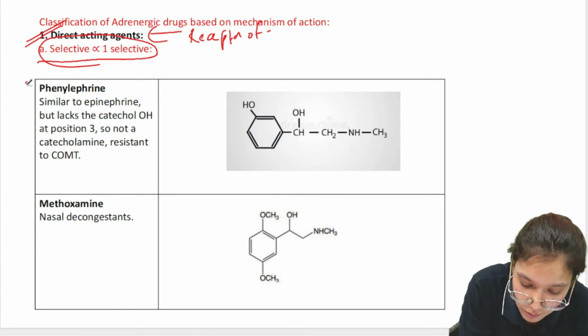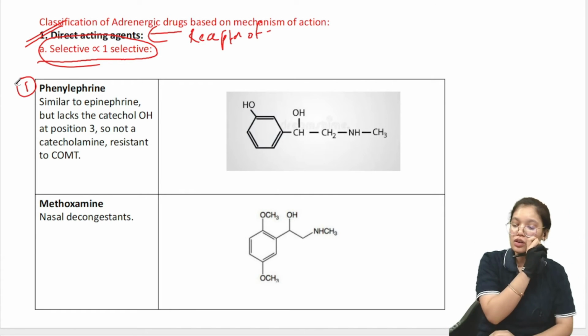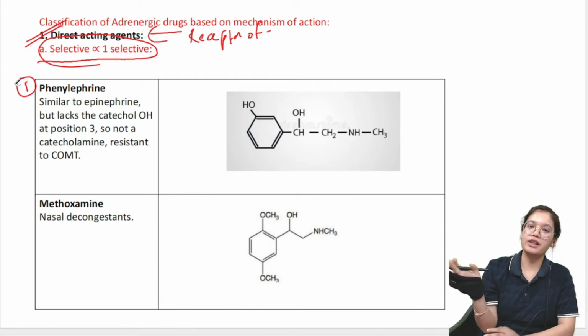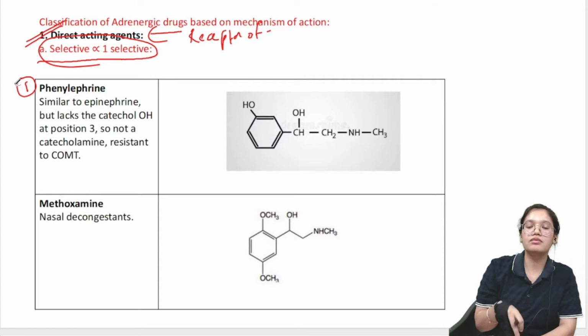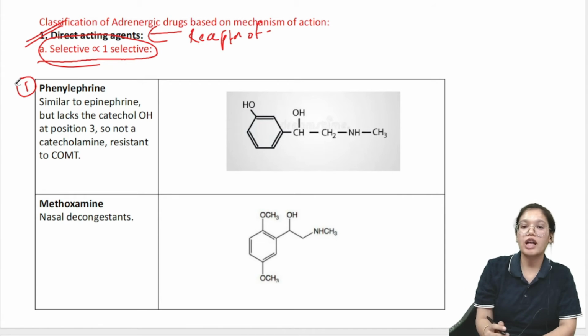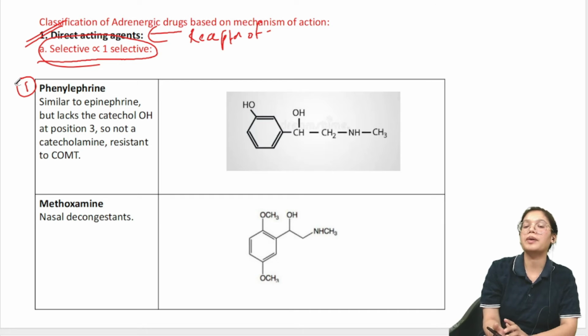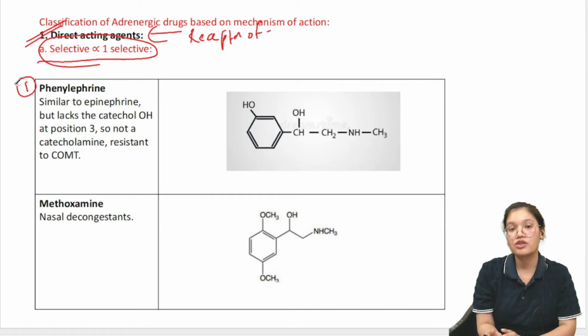Now first is phenylephrine. Here we will basically study that, as there are many drugs present in a particular class, like in adrenergic drugs also there are many drugs, it is very difficult to remember each and every drug structure. So here I'll tell you some tricks by which you can remember the structure of these drugs easily. It will be easy to remember for you.